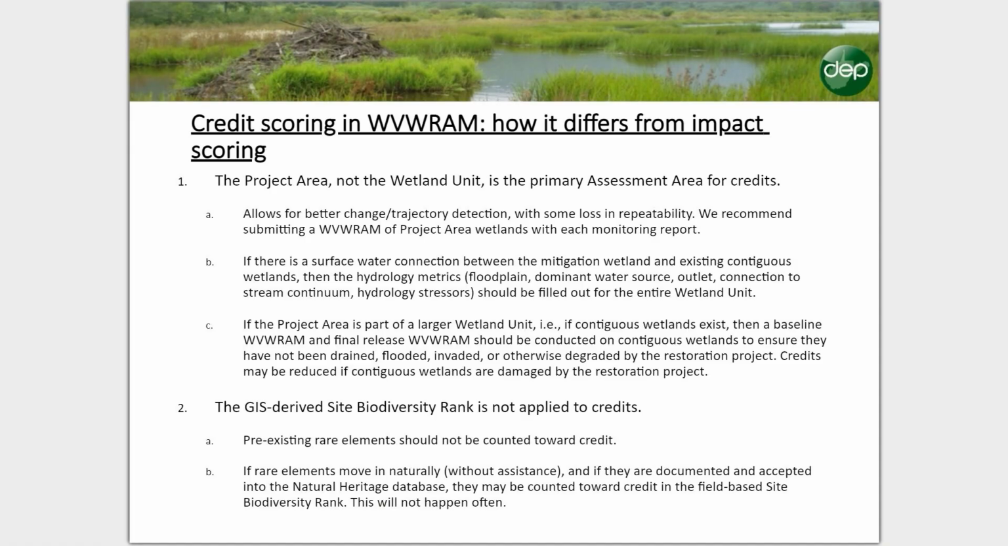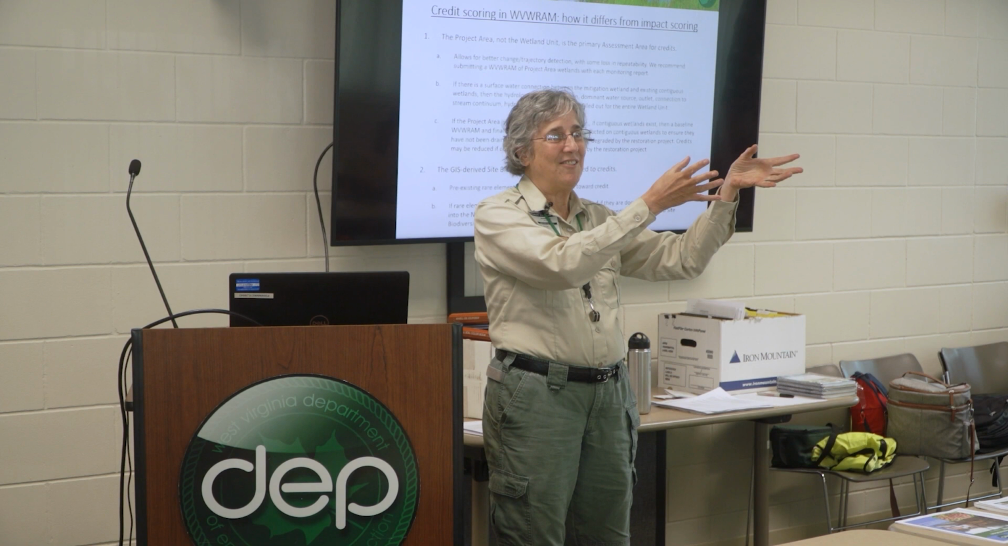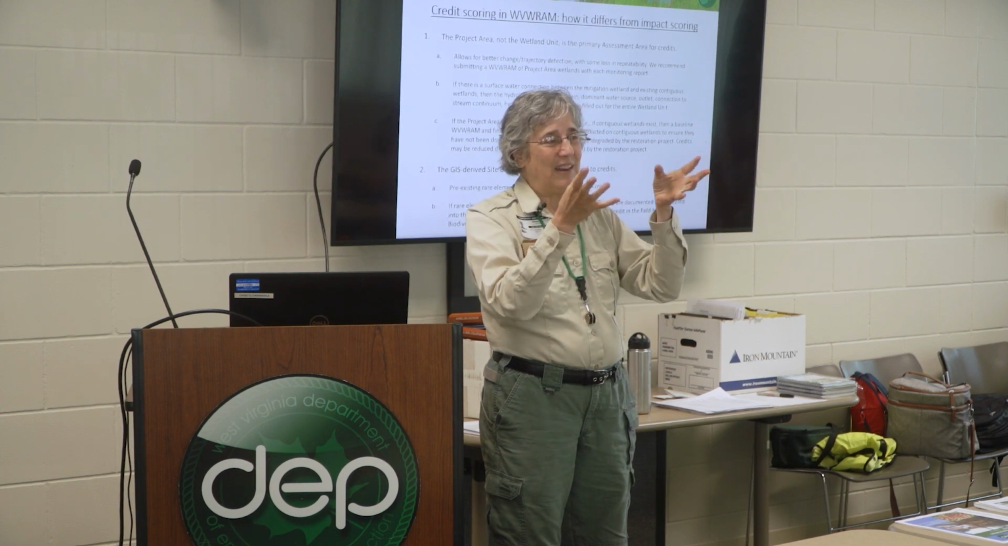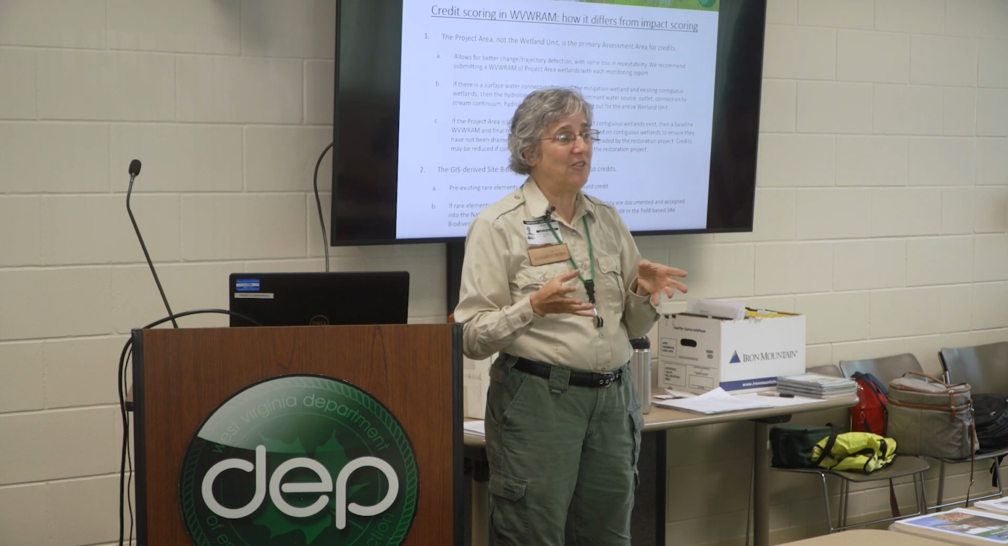Then, the fact that the GIS-derived site biodiversity rank is not part of the credit score. So you don't get credit for rare species just because their home range happens to overlap your wetland and they may be present in an adjacent wetland. You don't get that GIS-based site biodiversity rank on your restoration site.